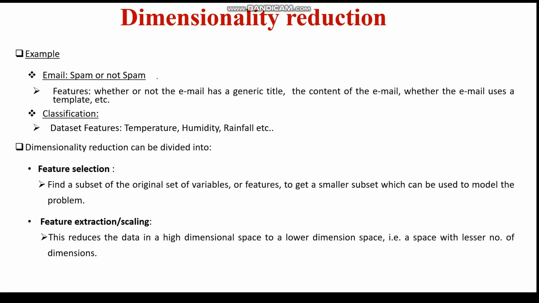Now suppose we have to check whether an email is spam or not. For that we have features like the generic title of the mail, content of the email, users, template or such methods. Based on that we have to decide whether the mail is spam or not. So in that case we have to pick a few attributes from that. Similarly, we have a data set like temperature, humidity, rainfall. Based on that we have to determine a certain season. So we have to pick a few attributes from that. We can't take all, because after a certain threshold value it will start leading toward the problem of overfitting.